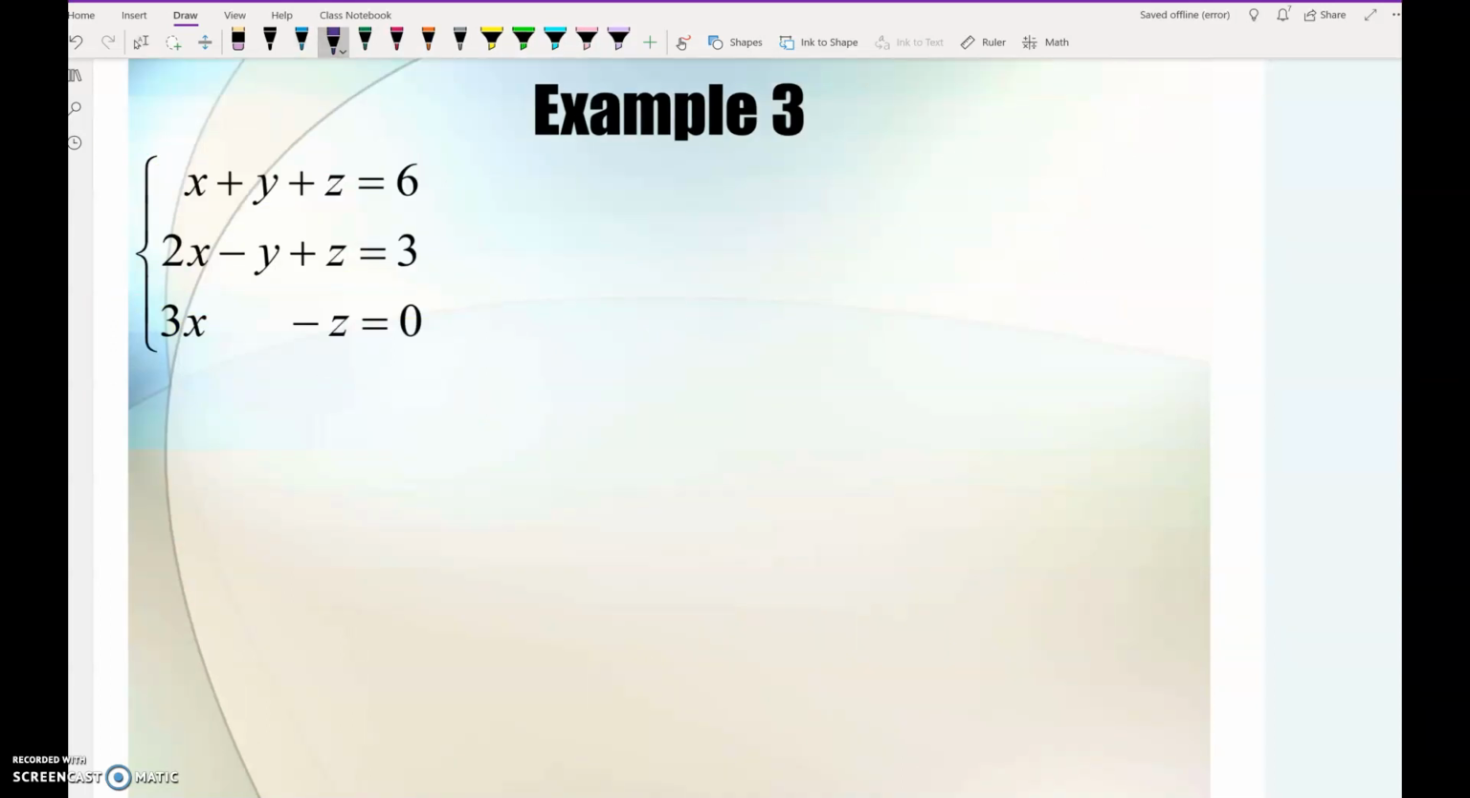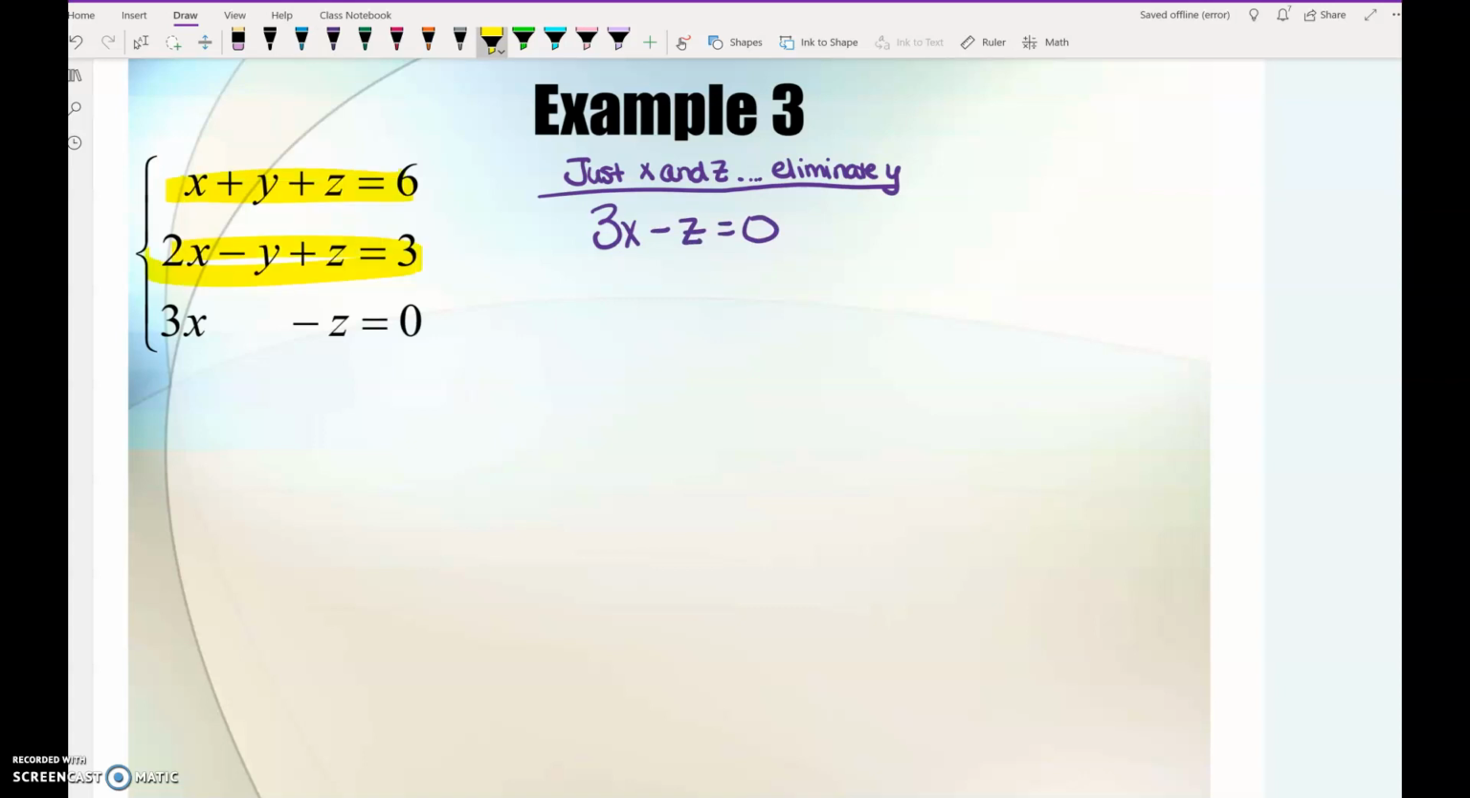In example 3, we have one equation that is just x and z, which means we need to eliminate y in another equation. So I have 3x minus z equals 0. In these two equations, I need to eliminate y. And I'm very happy to see that they actually are already perfectly set up for y. So I'm going to recopy them down here.